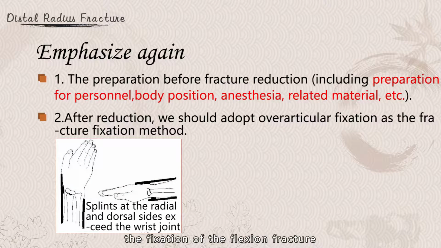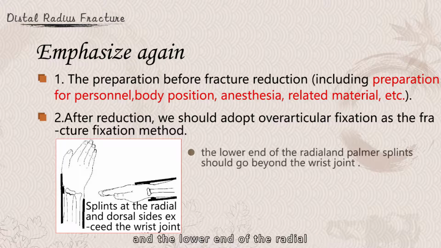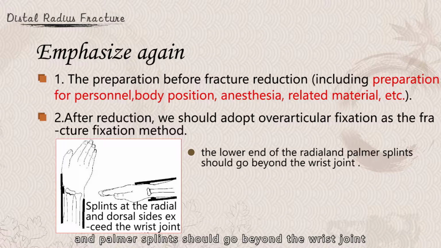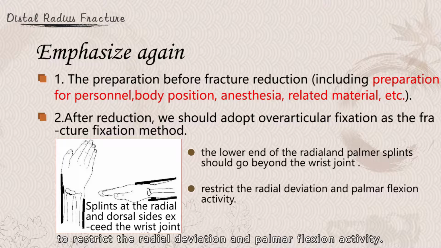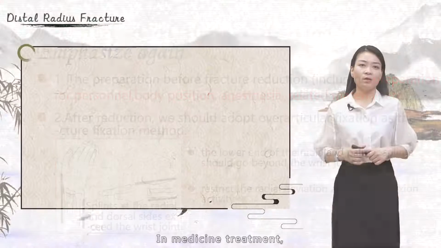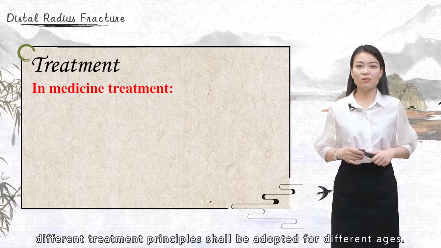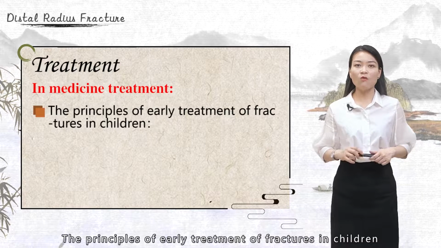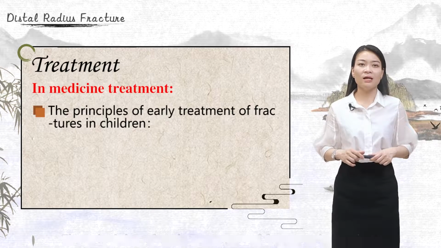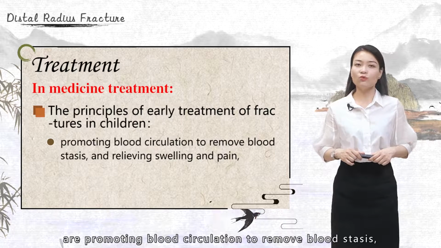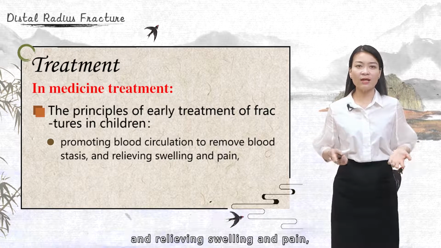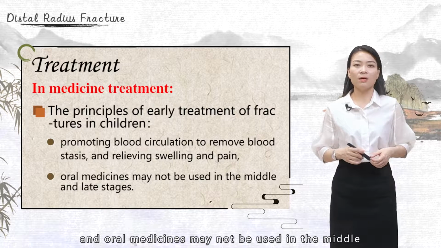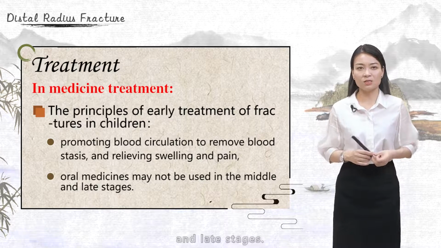The fixation of the flexion fracture is opposite to that of the extension fracture, and the lower end of the radial and palmar splints should go beyond the wrist joint to restrict the radial deviation and palmar flexion activity. In medicine treatment, different treatment principles shall be adopted for different ages. The principle of early treatment of fracture in children is promoting blood circulation to remove blood stasis and relieving swelling and pain, and oral medicines may not be used in the middle and late stages.